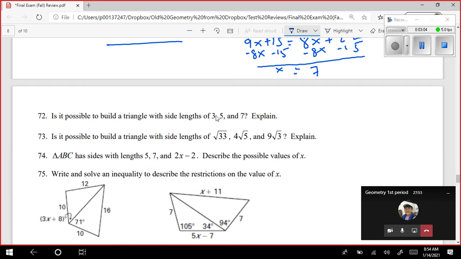Is it possible to build a triangle with side lengths 3, 5, 7? Explain. The sum of two sides should always be greater than the third side. That's the property. The sum of two sides is always greater than the third side.